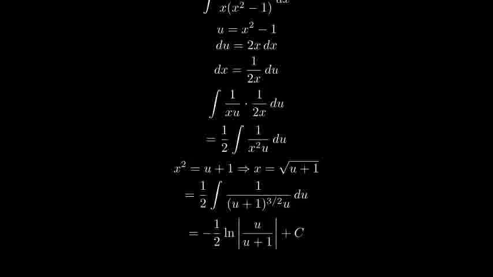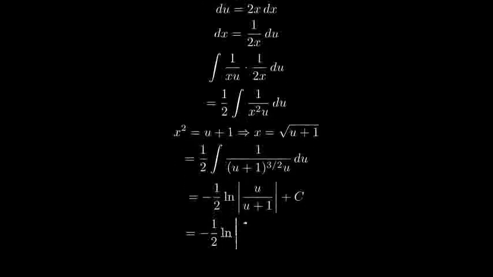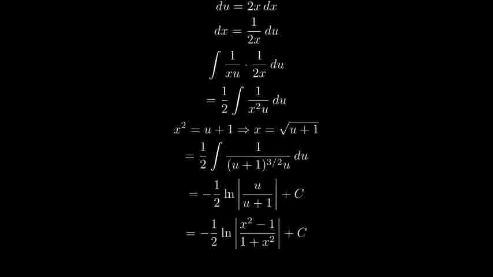u plus 1 to the power 3, which integrates to, and finally, we just need to resubstitute x back into u to get our final result. The integral of 1 over x times x squared minus 1 dx simplifies down to negative 1/2 times the natural log of the absolute value of x squared minus 1 over 1 plus x squared, plus the constant of integration, C.